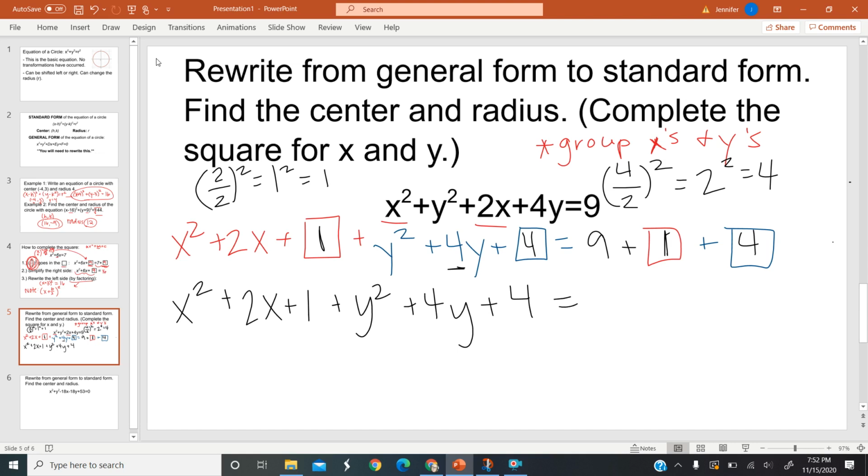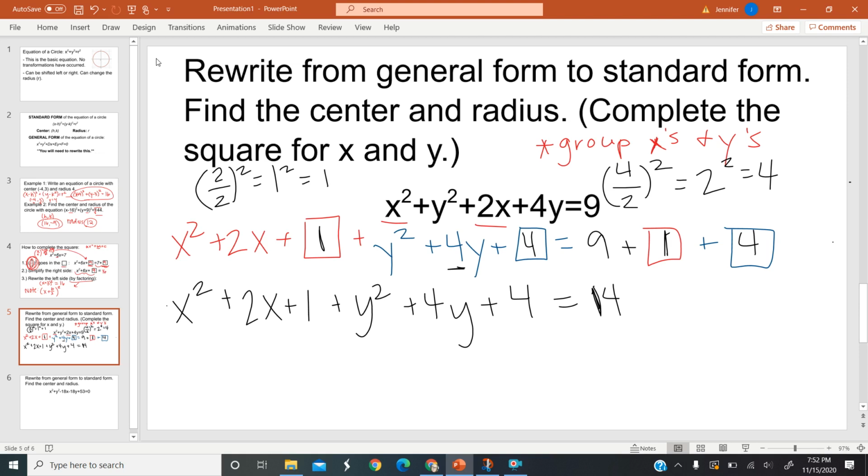And then that is going to equal 9 plus 1 plus 4. So that's going to end up being 14 on that side because I want to go ahead and simplify that. So now is when I rewrite my left-hand side, and I'm going to do that by factoring.